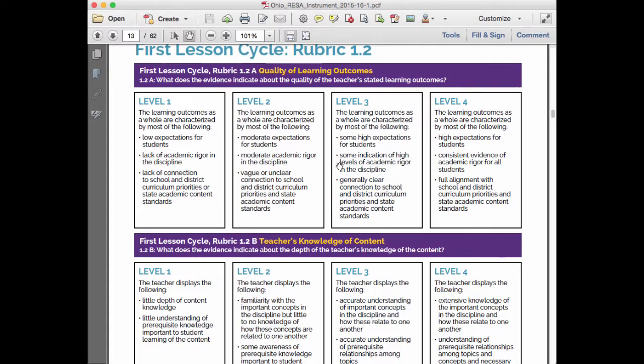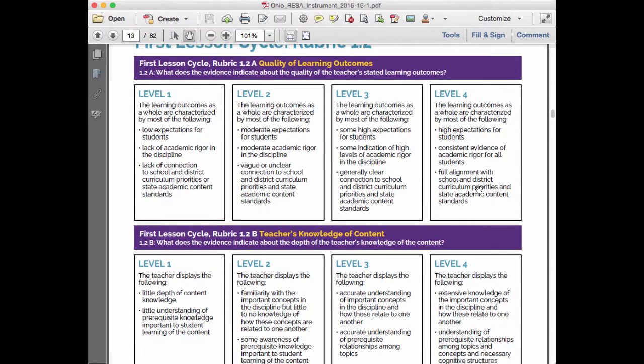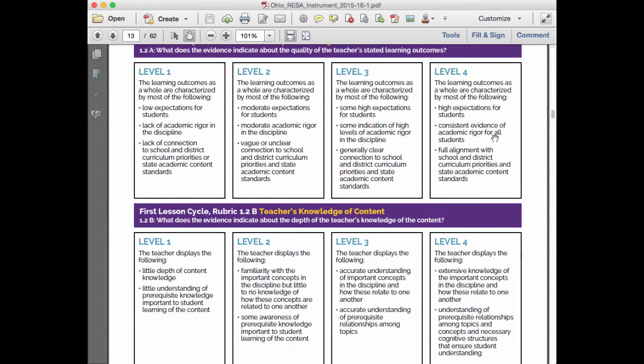On level 3, second bullet, some indication of high levels of academic rigor. Level 4, consistent evidence of academic rigor. On level 3, third bullet, generally clear connection to school and district curriculum priorities, state academic content. Level 4 is full alignment. So you really have to look at their descriptor to see how they're differentiating between level 3 and level 4.